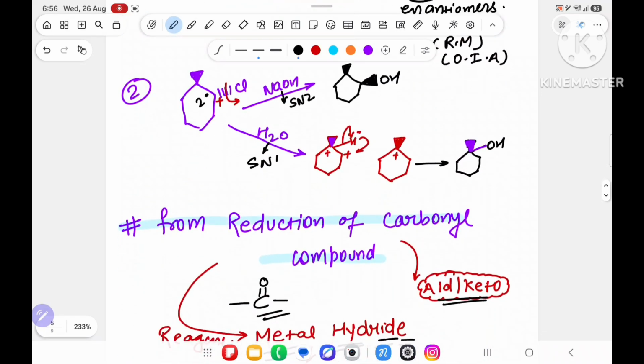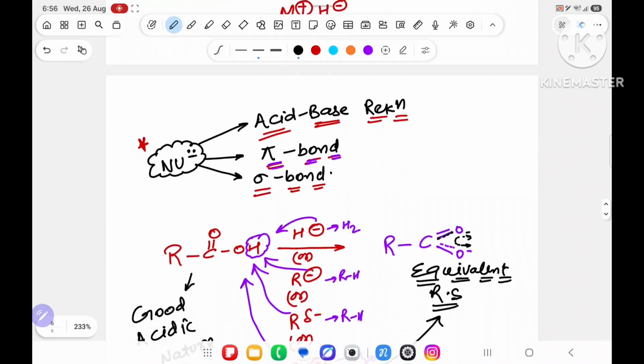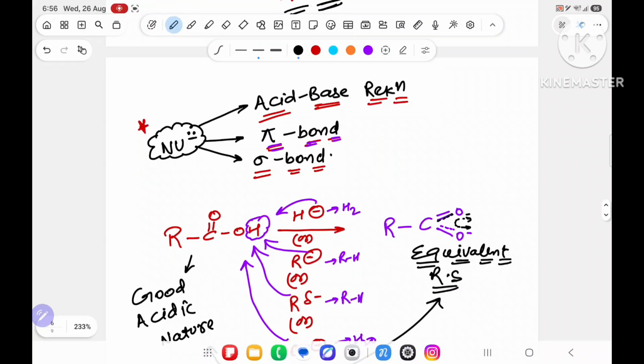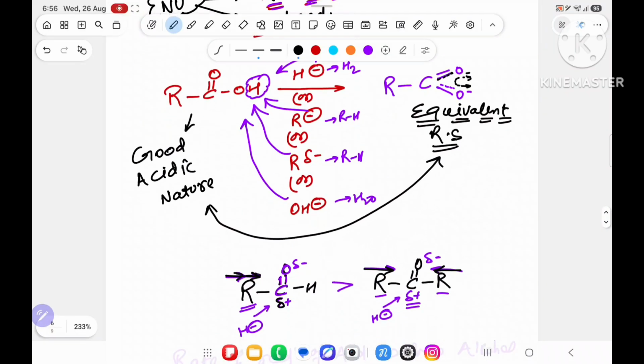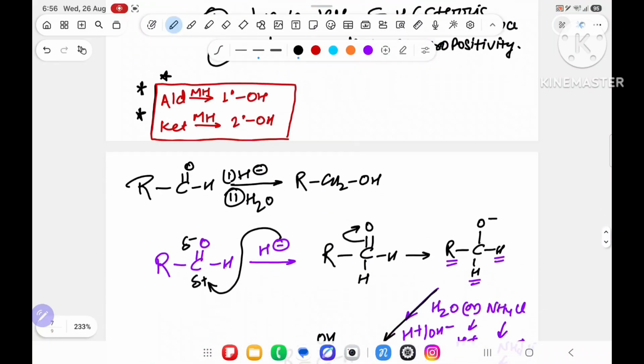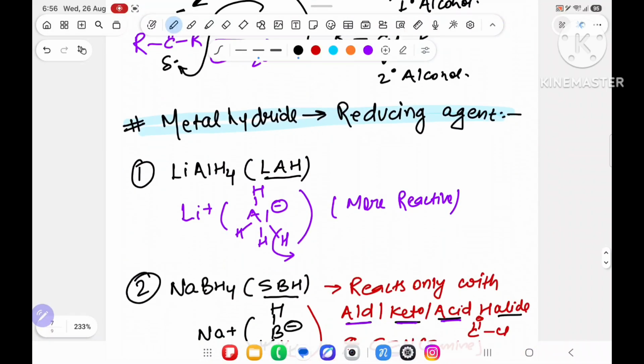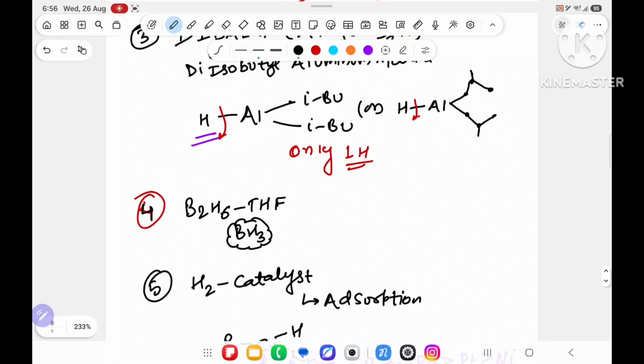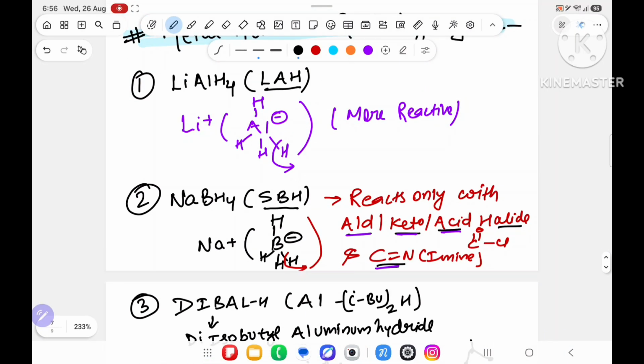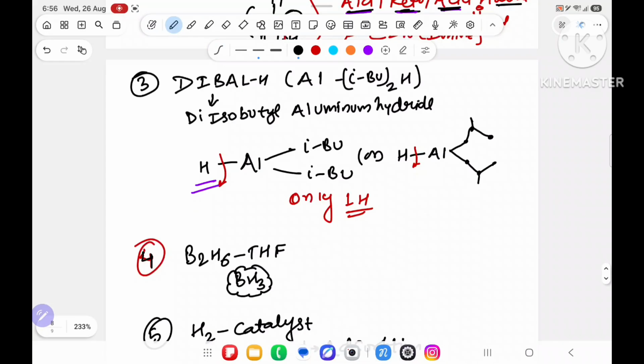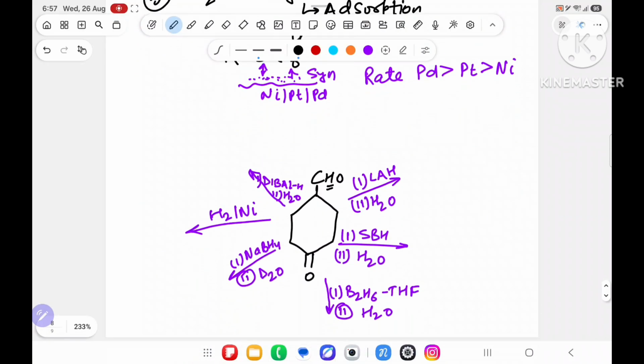After that, reduction of carbonyl compounds, and I told you the nucleophile always tries to do acid-base reaction first. After that, it will attack the pi bond and then the sigma bond. And then I dictated that aldehyde will give 1 degree alcohol, ketone will give 2 degree alcohol, and I wrote 5 reducing agents: LiAlH4 is more reactive. After that, NaBH4 only reacts with aldehyde, ketone, acid halide, and amine. DIBAL-H has only one hydrogen present, then B2H6 and H2 with catalyst. Then over here we have this structure.